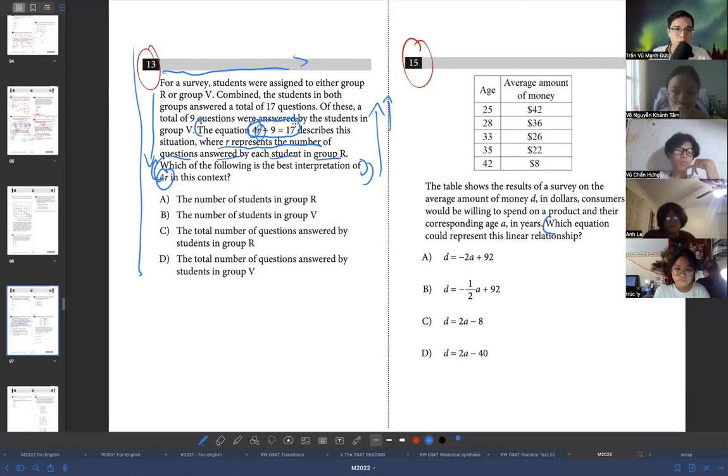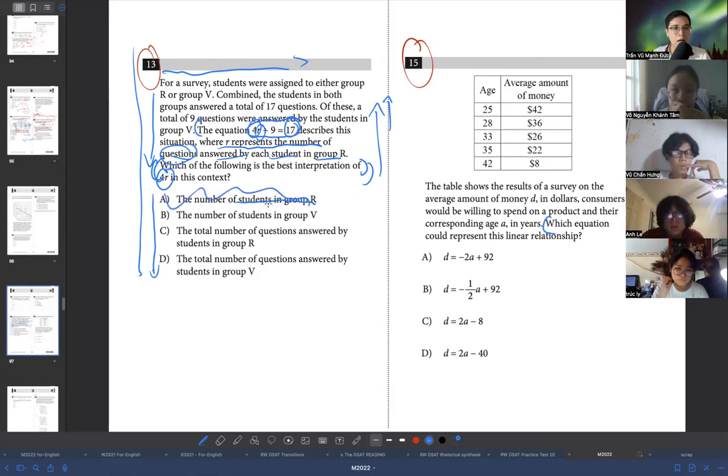So equals 17. It wouldn't matter, because I'm going to check down the ABCD right away, since I have a vague interpretation of what 4R is now. So let's see, the number of students in group R. It doesn't sound correct, because look, R is the number of questions. So 4R can't be the number of students. So it is indeed incorrect.